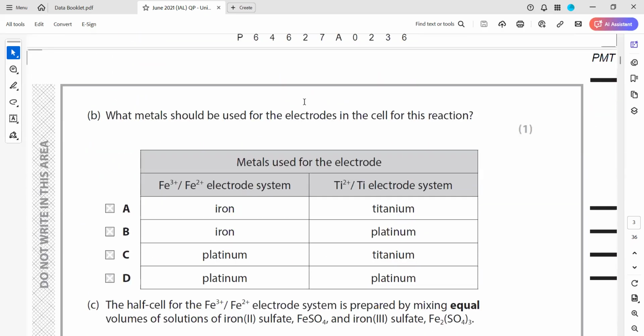Next, we have part B. What metal should be used for the electrode in this? How to identify which metal should be used? Iron 2 to iron 3. Look, there is a change. There is only a change in oxidation number, but it is not forming atoms or an atom is not turning into iron. So when only ions are changing within the electrode, we use a platinum electrode.